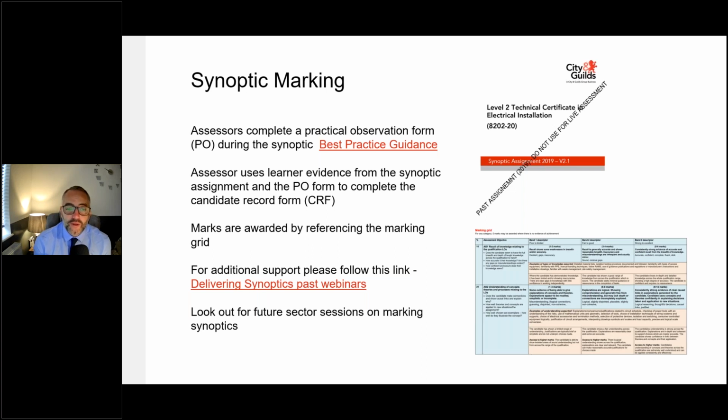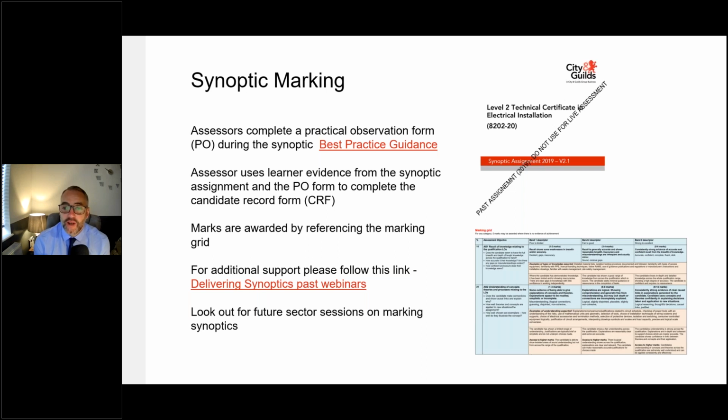You don't mark those separately. You will document on an observation form what you're witnessing, but at that stage, you're not marking it. You're not giving it a score, a number. Once all the synoptic is complete, you then mark it as 1. So if you look on the right-hand side, this is how we're marking it.